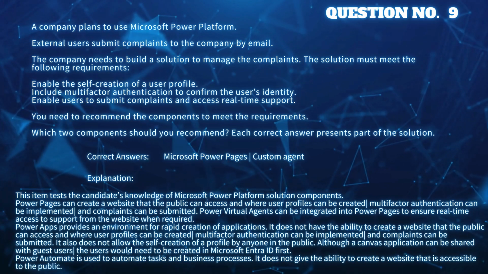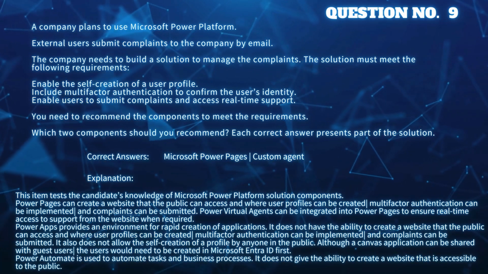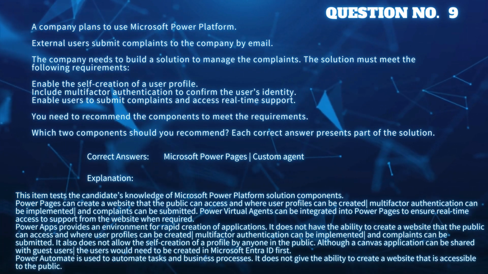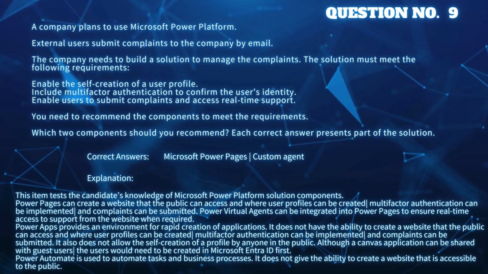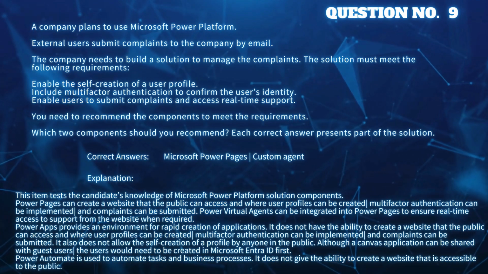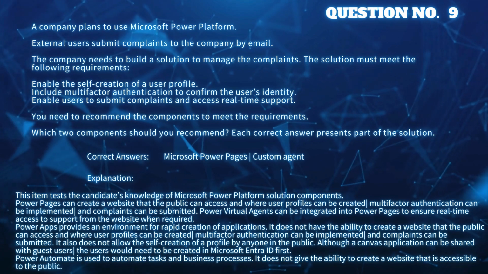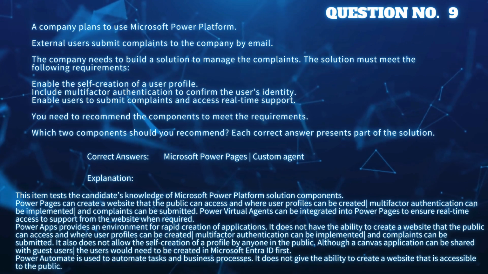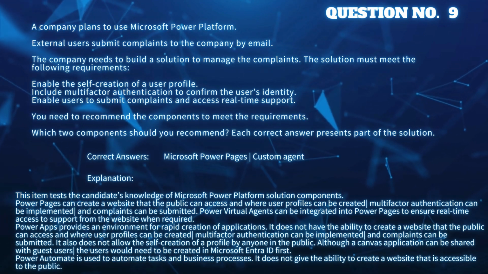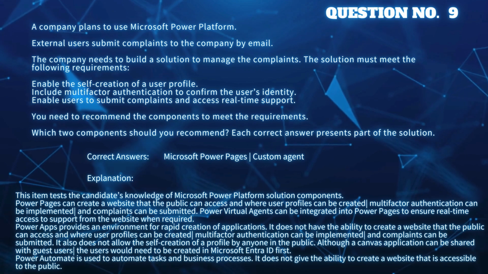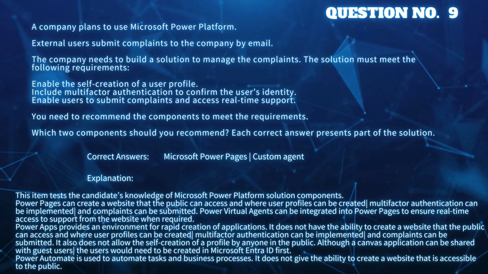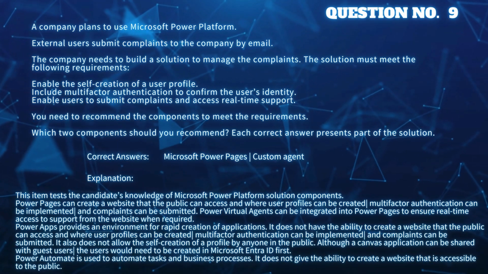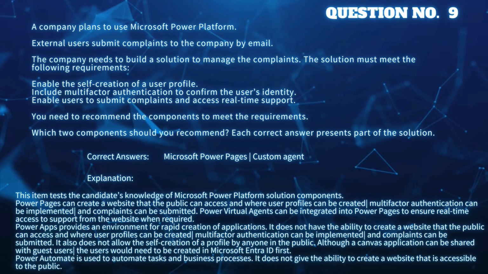Power Apps provides an environment for rapid creation of applications. It does not have the ability to create a website that the public can access and where user profiles can be created, multi-factor authentication can be implemented, and complaints can be submitted. It also does not allow the self-creation of a profile by anyone in the public. Although a Canvas application can be shared with guest users, the users would need to be created in Microsoft Entra ID first. Power Automate is used to automate tasks in business processes. It does not give the ability to create a website that is accessible to the public.